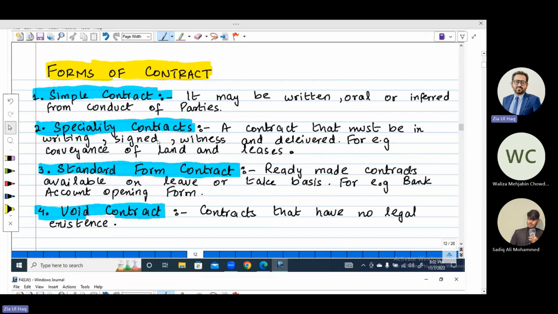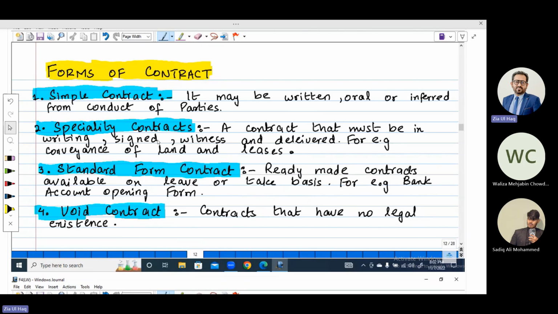There are different types of contract as well. Simple contract, specialty contract, standard form contract, and void contract. Simple contract may be written, oral, or inferred from conduct of parties, meaning both parties have done something for each other. So there will be a contract.